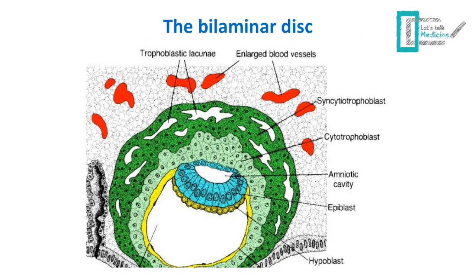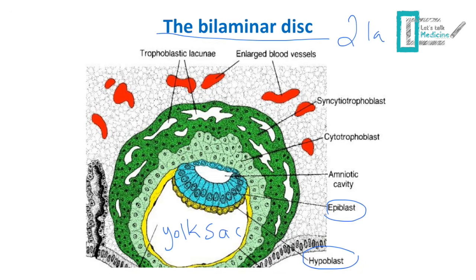The bilaminar disc. Now, what happens here? Remember the blastocyst in the last picture? Now, the inner cell mass started to differentiate into two layers of cells. One called the epiblast, which is blue in color, and one called the hypoblast. Now, those two epithelial layers start developing cavities within them. So within the epiblast, you have the amniotic cavity, and within the hypoblast, you have the yolk sac. And this is what we call the bilaminar disc, because it's two-layered phase of the embryo. One is the epiblast, and the second is the hypoblast.